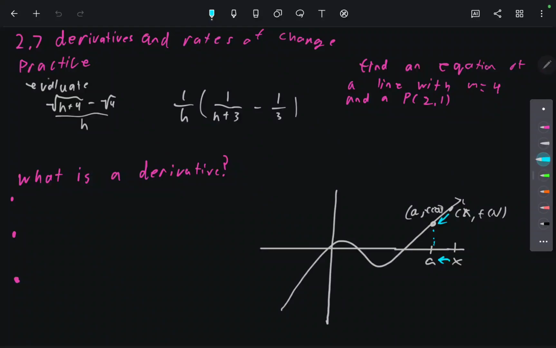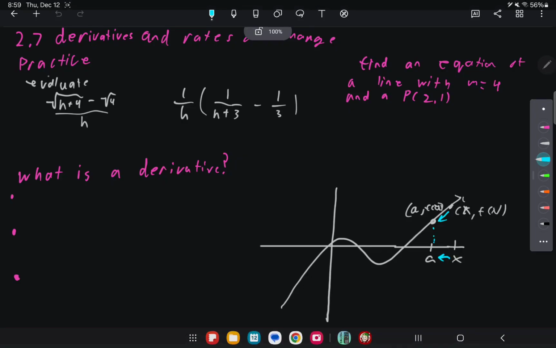Hello and welcome. In today's video, we're going to be going over topic 2.7, derivatives and rates of change. So, I want to start out by reviewing one of the most important things that we've learned so far, which is the difference quotient. So I have two difference quotient problems here. I'll give you a moment if you want to try them yourself, but I'm going to get started.